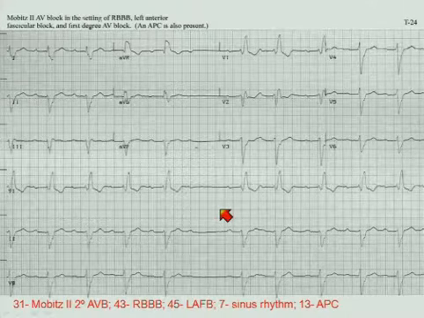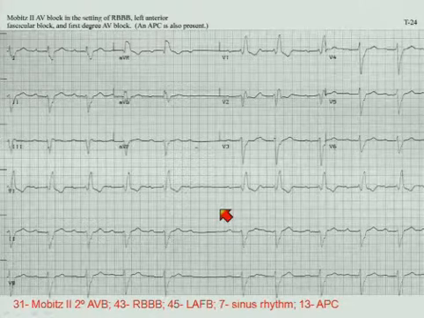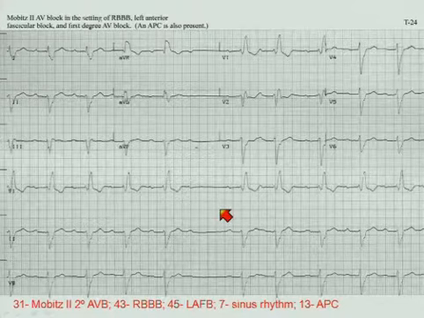That's how I would put the answer sheet. If I were scoring it, though, as a test giver, I would probably give you total credit for the Mobitz 2.